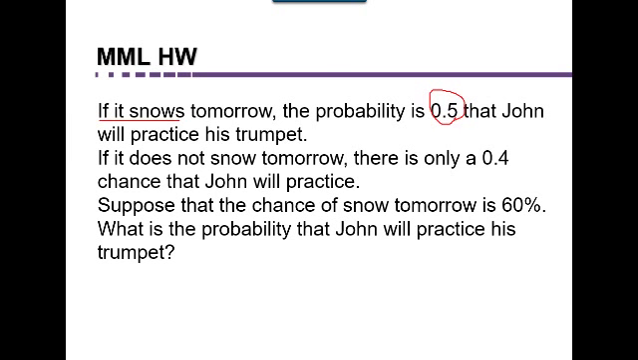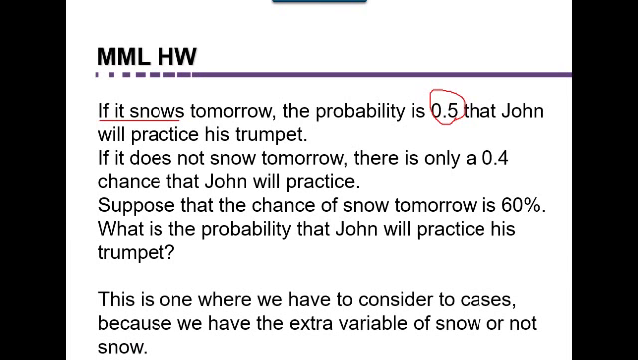Okay, this example I really like because it combines some concepts that we've learned, so it makes it a little bit tricky, but I think once you see it, you'll understand. It says, if it snows tomorrow, the probability is 0.5 that John will practice his trumpet. If it does not snow tomorrow, there is only a 0.4 chance that John will practice. Suppose that the chance of snow tomorrow is 60%. What's the probability that John will practice his trumpet?